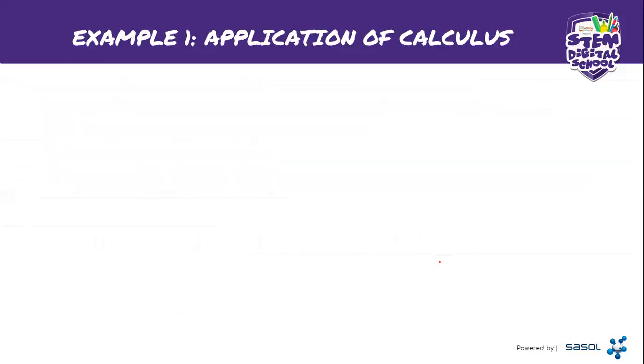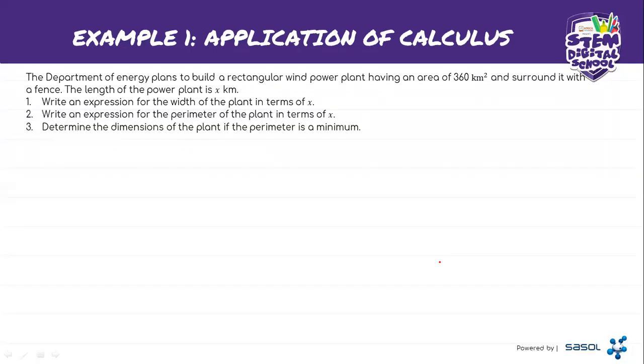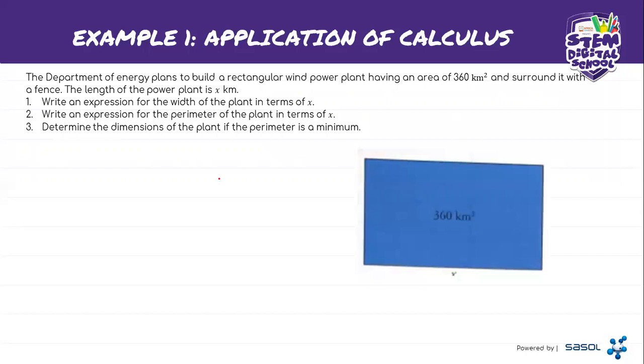Now we have example 1 under application of calculus. Let's see what we're having so that we learn how to do the application of calculus. All right. Now let's read our scenario and see what we're having. The Department of Energy plans to build a rectangular wind power plant, as shown below. You can see this is a rectangular power plant having an area. We are given an area of 360 kilometers squared, and they surround it with a fence.